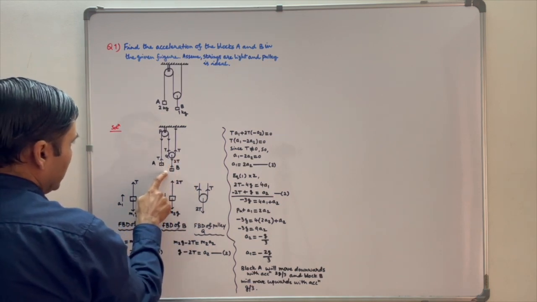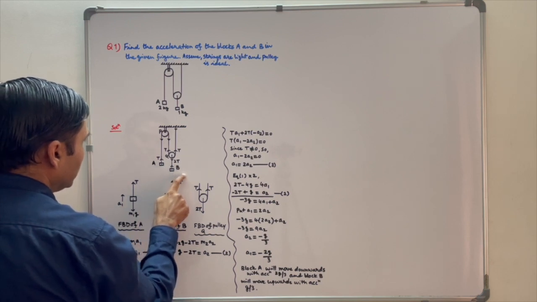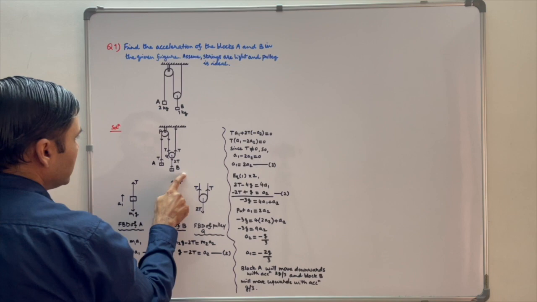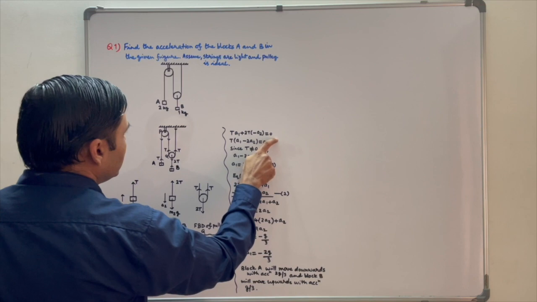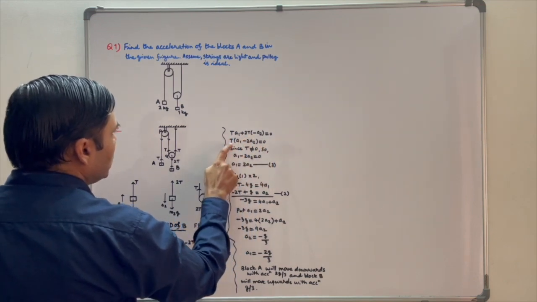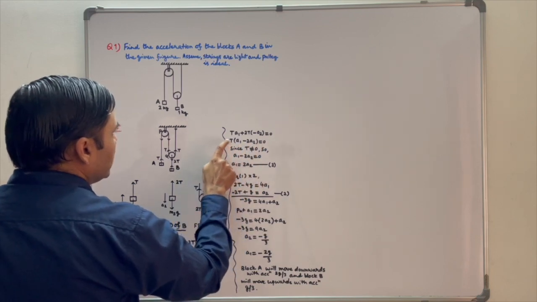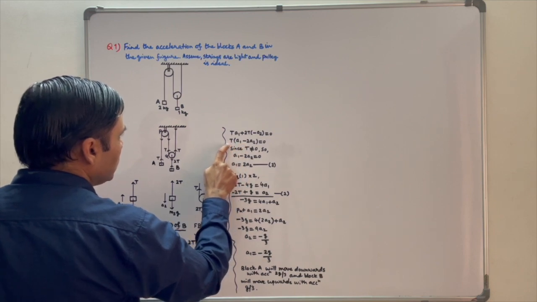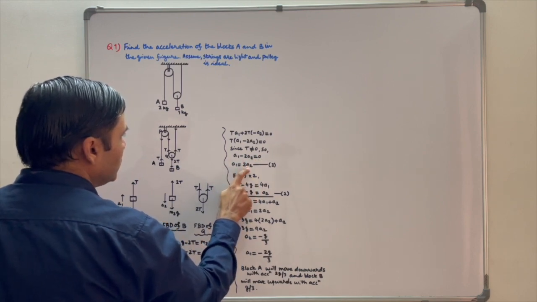Focus on block B. This is connected to a string whose tension is 2T. This block is moving downwards, that means force and displacement are in opposite directions, so the work done will be negative. We can write this as 2T into minus a2 is equal to 0. Take T common. So it will be T into a1 minus 2a2 is equal to 0. So either T is equal to 0 or a1 minus 2a2 is equal to 0. Since T is not equal to 0, a1 minus 2a2 is equal to 0, or a1 is equal to 2a2. This is the third equation.